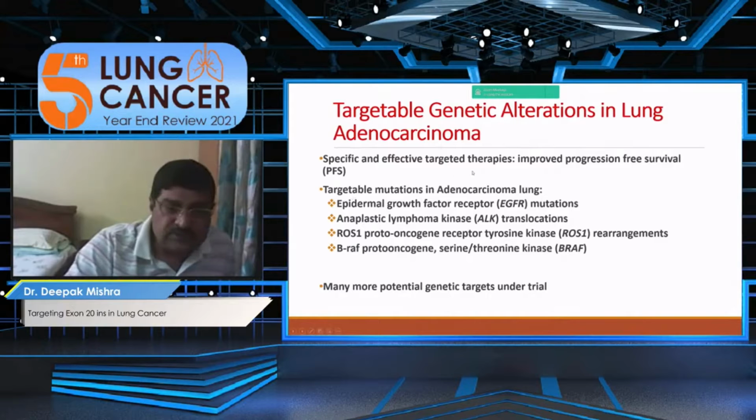The common ones that are targetable are the epidermal growth factor receptor, that's the EGFR mutations, the ALK translocations, which is the anaplastic lymphoma kinase, the ROS1 proto-oncogene receptor tyrosine kinase, the ROS1 rearrangements, and the BRAF proto-oncogene, which is a serine threonine kinase. And there are many more other potential genetic targets which are currently under trial.